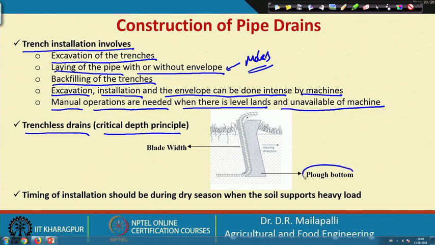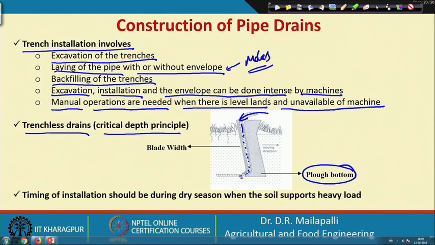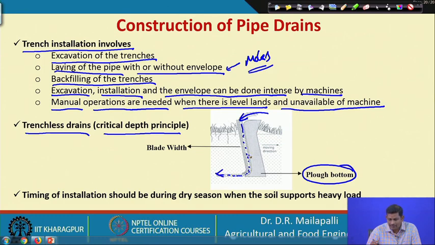This is a plow bottom, it contains a cutting tool, the plow. This is what you call the corrugated pipe. That will go all the way through the slot which is present inside the plow, I mean the cutting tool. Okay, so that will be laid out, and this is the moving direction. The tool will move in this direction, and the corrugated pipe is laid in this direction. This is the blade width, and this is the cutting tool.